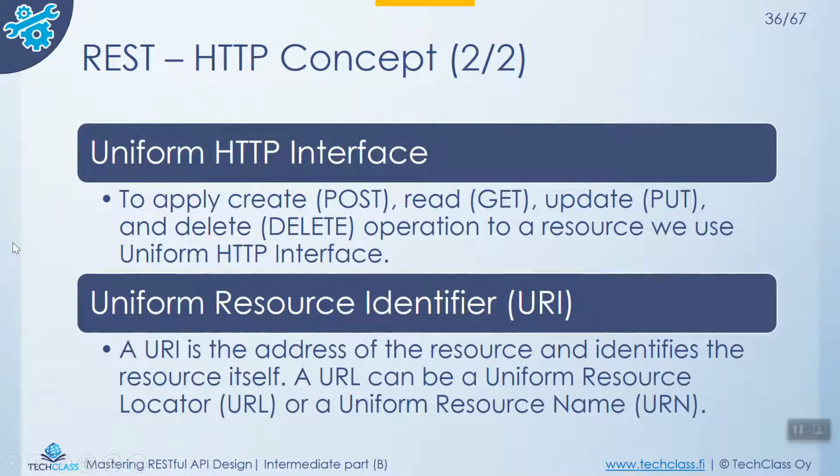Then we have uniform HTTP interface, which basically are these four main operations: post, get, put, delete. Later you'll get familiar with them in more detail. And then we have this uniform resource identifier or URI, which is the address of that resource.